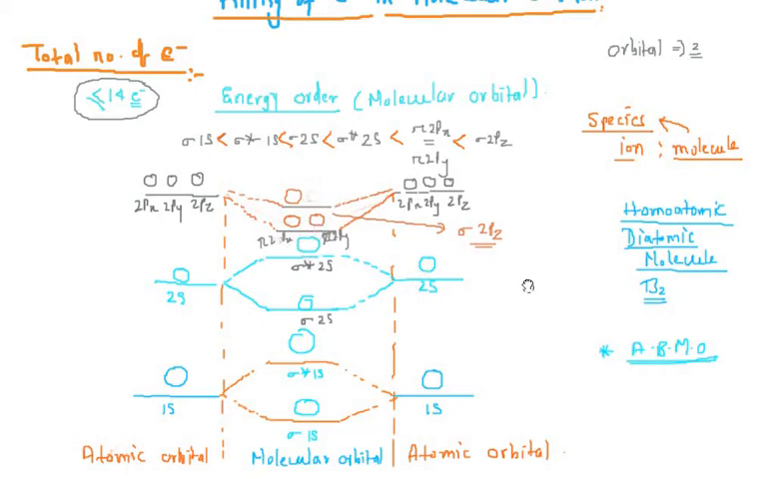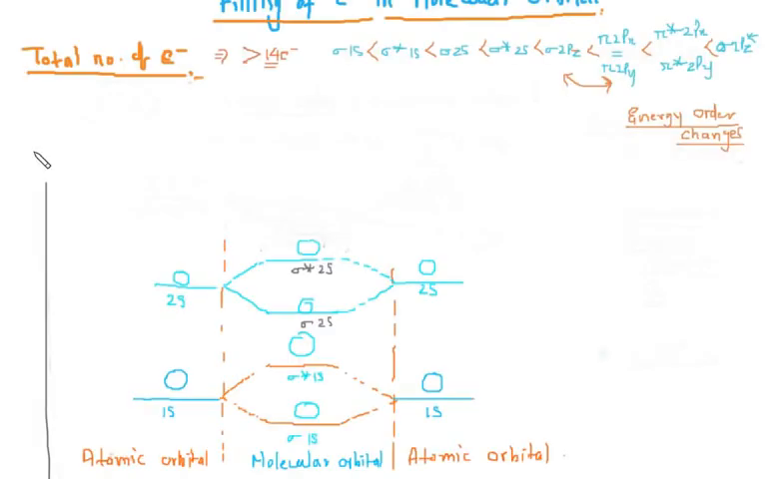So this is all about the filling of electrons in the molecular orbitals of the species having less than 14 electrons. So now we'll be talking about filling of the electrons in the species which are having more than 14 electrons. Okay, so let's talk about them. So this is the order of energy, that is on moving upward, the energy of the molecular orbital keeps on increasing. Okay, so this is all about the energy.